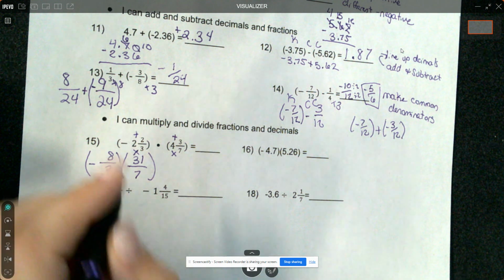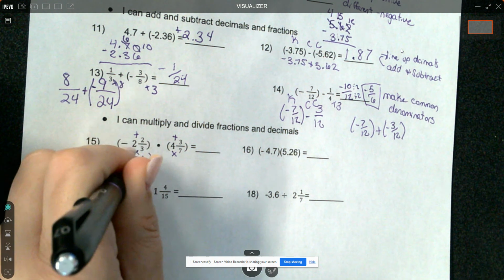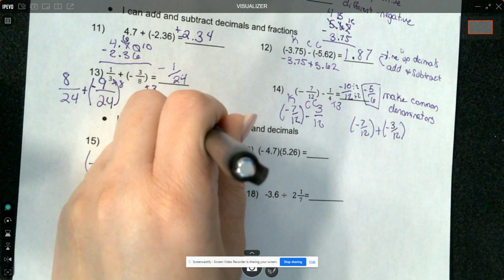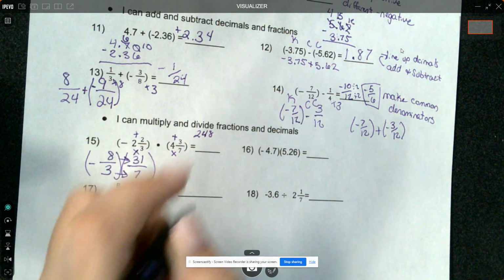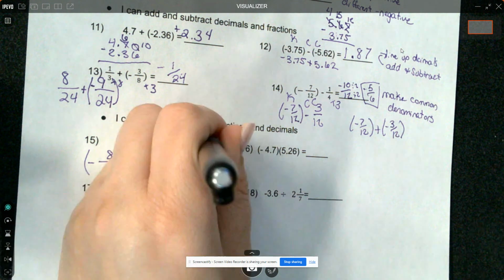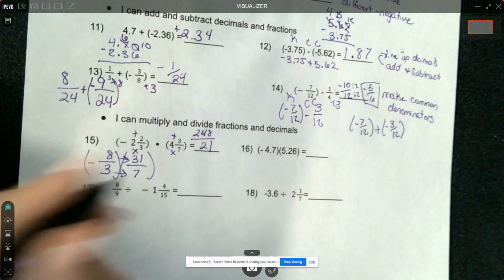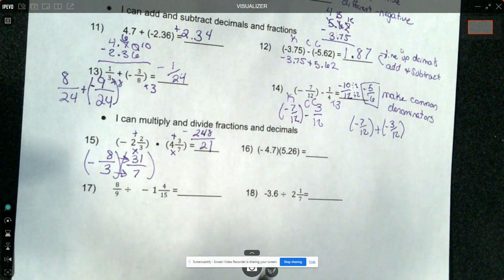So now I just multiply. When I multiply fractions, you just go straight across. So 8 times 31 and 3 times 7. What is 8 times 31? Aiden? 248, you said? And then 3 times 7 we know is 21. Is my answer going to be positive or negative? Mason? It's going to be negative because they're different signs. I can simplify this.